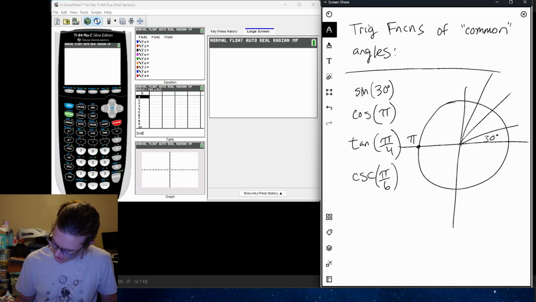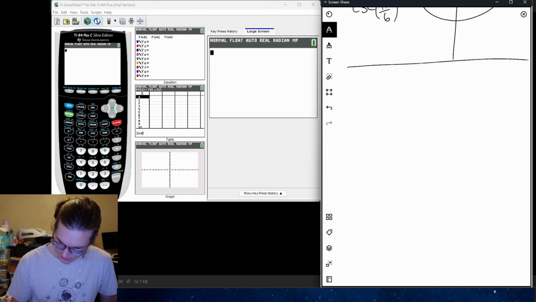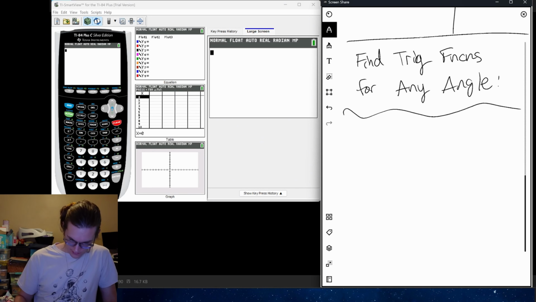Pi over 4 is the same as 45 degrees. Pi over 6 is the same as 30 degrees, right? Now, the reason we talked about reference angles is because now we want to find trig functions for any angle. To do that, we have a three-step process.